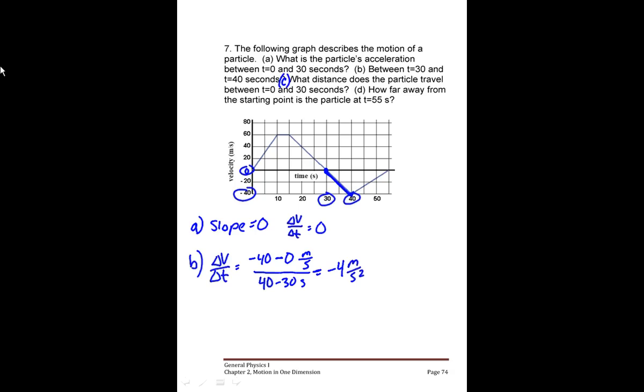That should say C right there. To find distance, you want to find the area. What distance does a particle travel between 0 and 30 seconds? The distance it travels between here and here. So I want to know what is the area under this graph right here. Do like I did before. I noticed that 1 square here is equal to 20 times 5. So 1 square is 100 meters.